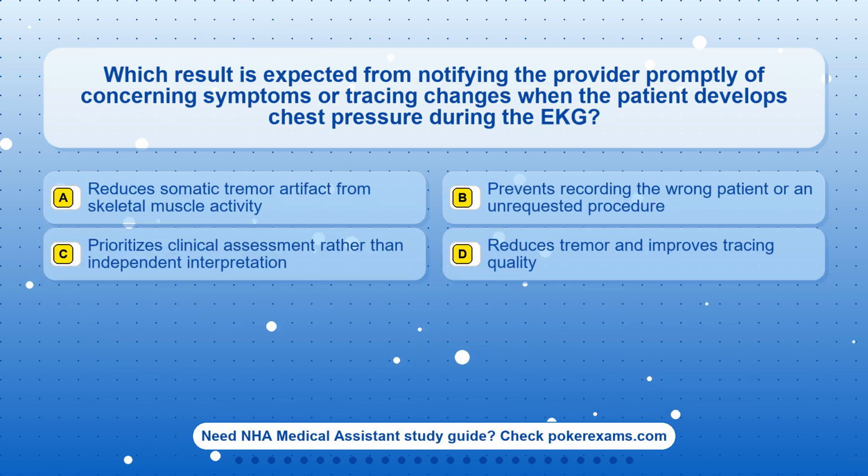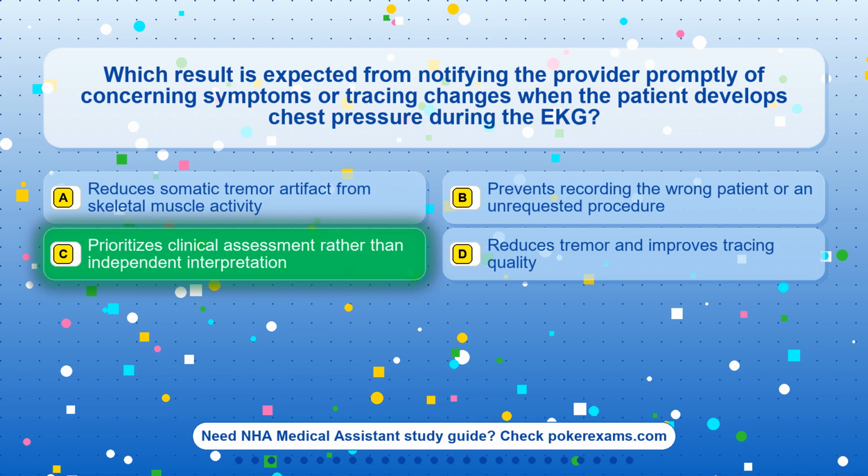Question 20. Which result is expected from notifying the provider promptly of concerning symptoms or tracing changes when the patient develops chest pressure during the EKG? Option A. Reduces somatic tremor artifact from skeletal muscle activity. Option B. Prevents recording the wrong patient or an unrequested procedure. Option C. Prioritizes clinical assessment rather than independent interpretation. Option D. Reduces tremor and improves tracing quality.